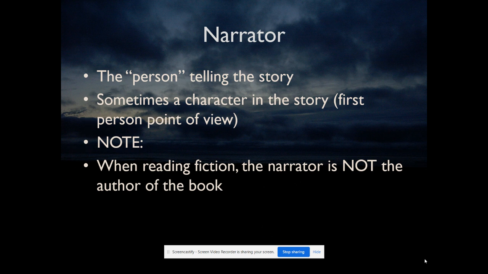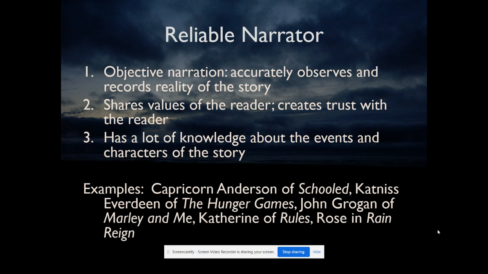So keep in mind that the narrator is the person telling the story, sometimes a character in the story, in first person point of view. When reading fiction, the narrator is not always going to be the author of the book. So that's just something to also keep in mind.